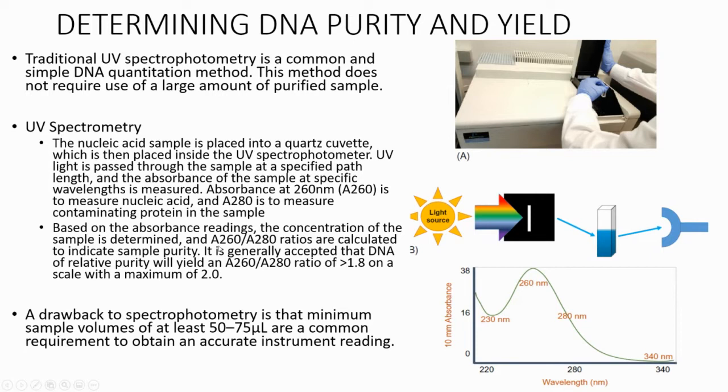Another value you need to know is the A260 over A230 ratio. That's another key measure for relative purity, because A230 represents the presence of chemical contaminants. For example, the presence of chaotropic salt can inhibit the PCR reaction. So you use 230 to evaluate the amount of chemical contaminants in the sample. The ratio A260 over A230 must be greater than 1.4 on a scale of 2.0, so that we can say the DNA is pure. So A260 to A280 must be over 1.8, and A260 over A230 must be greater than 1.4, so that we know the DNA is pure.